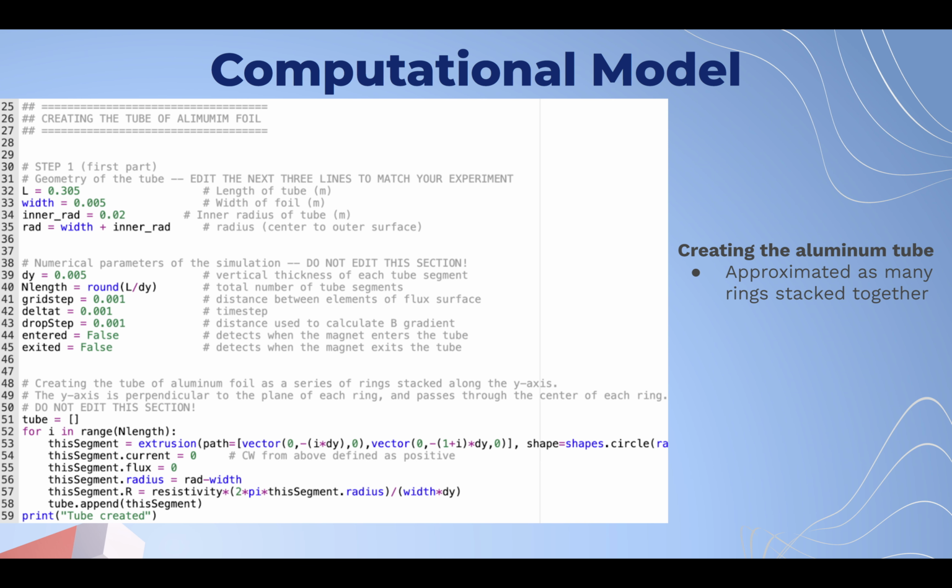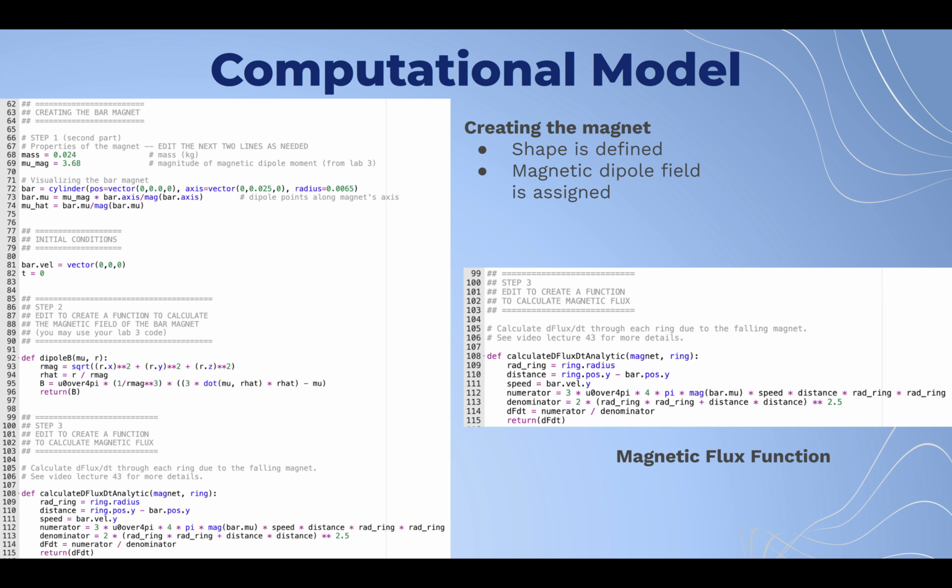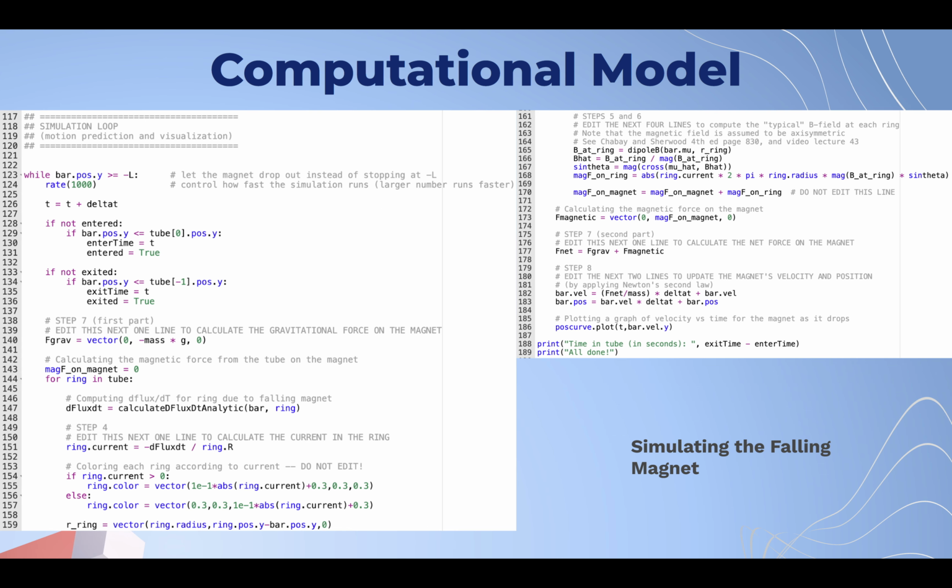Our computational model starts off by creating the aluminum tube, which is approximated as many rings stacked together. We create the magnet and also the magnetic flux function. And finally, we simulate the falling magnet using a while loop.